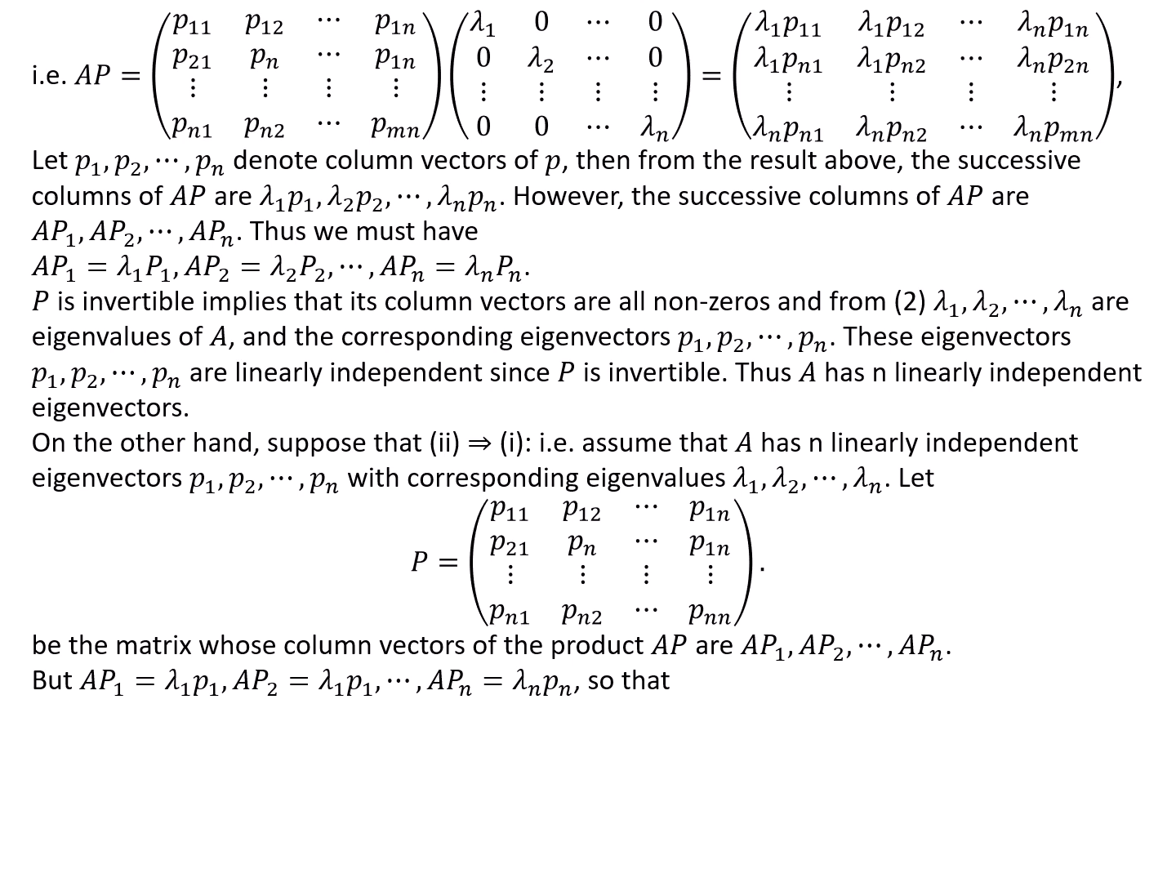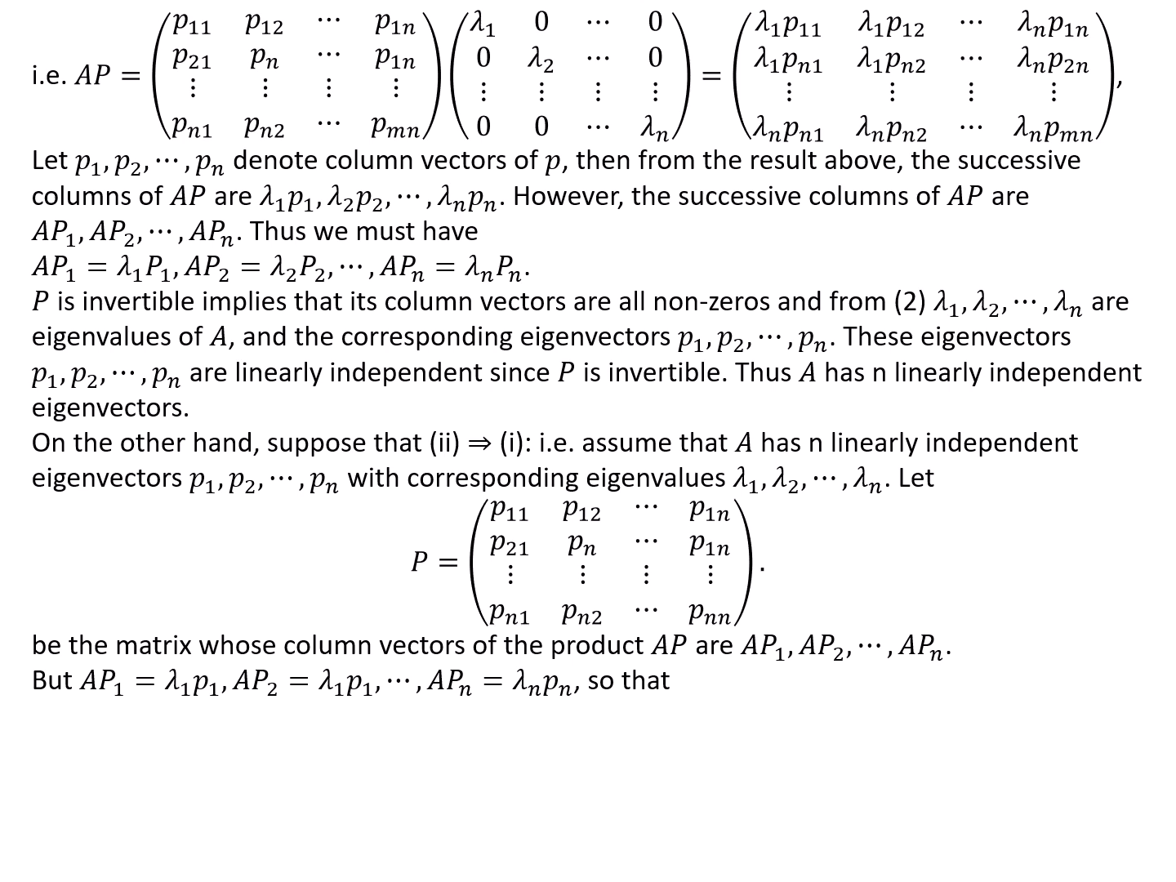That is, suppose A has linearly independent eigenvectors. Suppose A has linearly independent eigenvectors, then A is similar to a diagonal matrix. So we want to prove that.